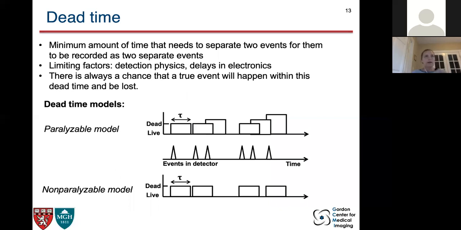Okay, and then we have another concept, which is dead time. The dead time is the minimum amount of time that needs to separate two events for them to be recorded as two separate events.